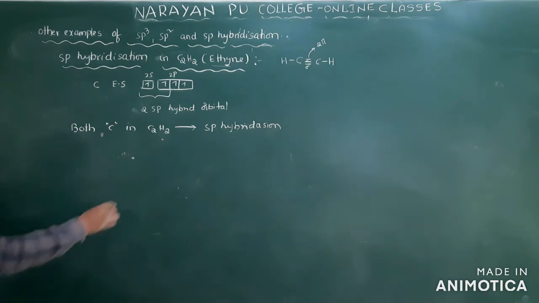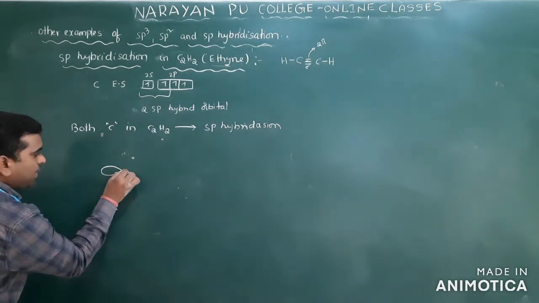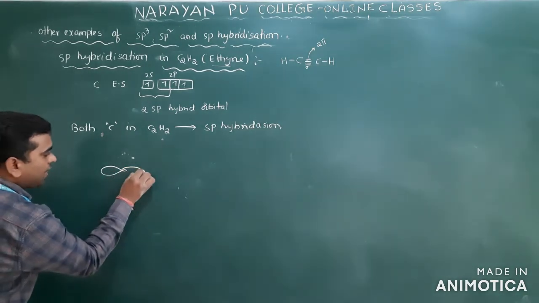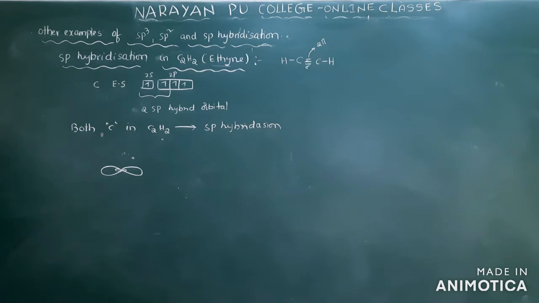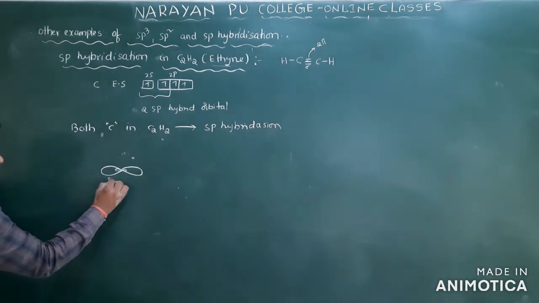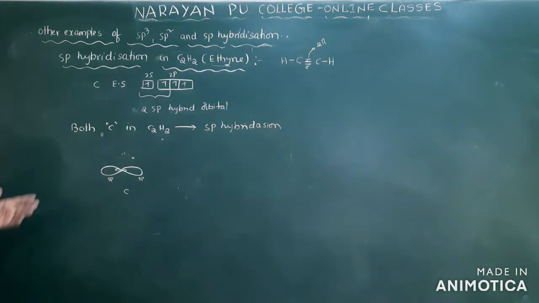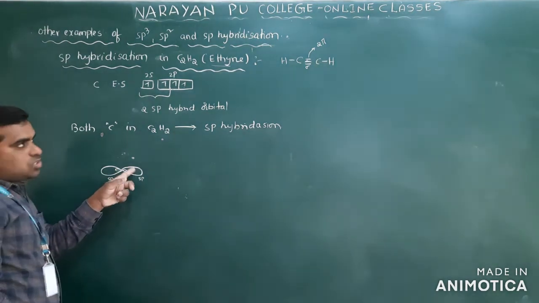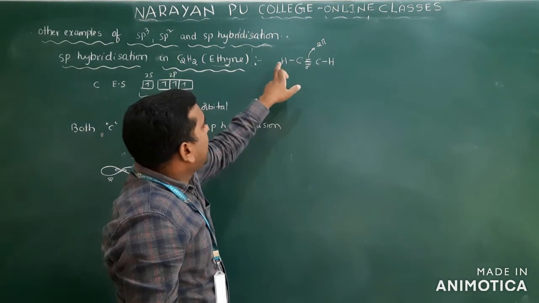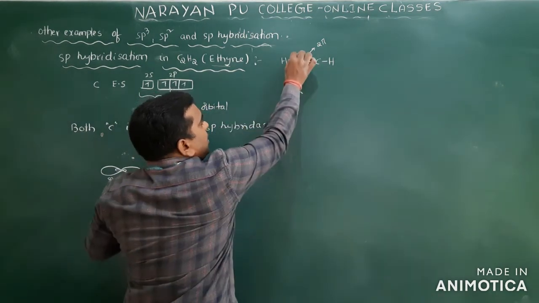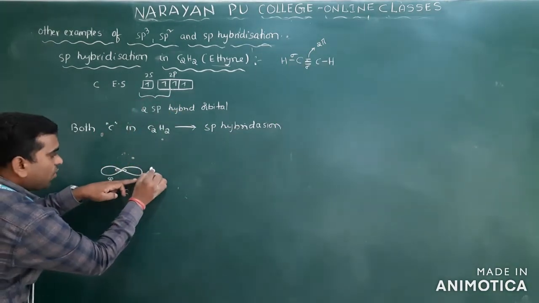Here, so now I will write one carbon. This is one sp hybrid orbital. Another one, this is also one sp hybrid orbital. Clear here? This is the sp hybrid orbitals of one carbon. Another carbon is there. One sigma bond has to form between the carbon and the carbon, and one sigma bond between the carbon and the hydrogen.